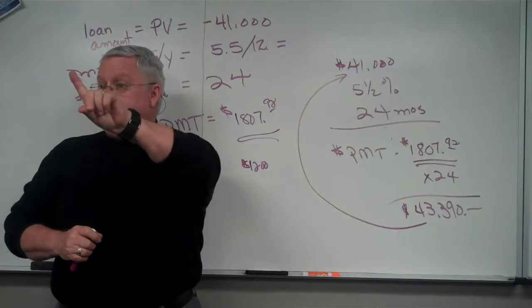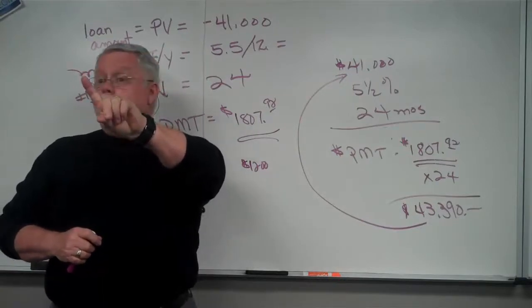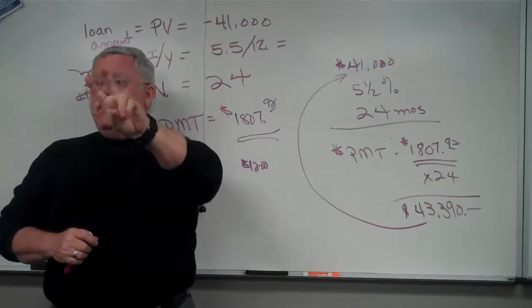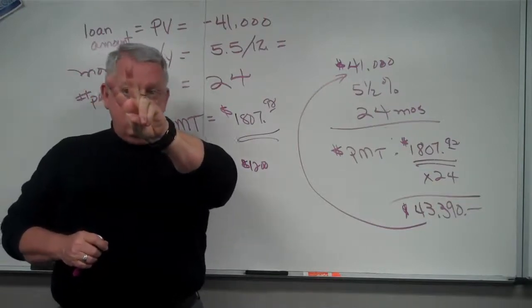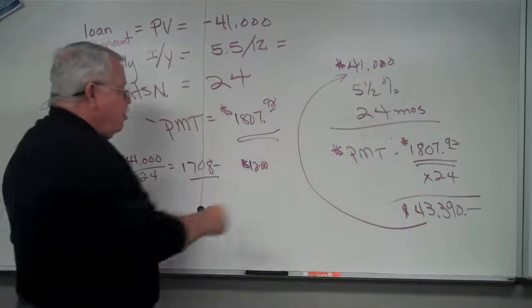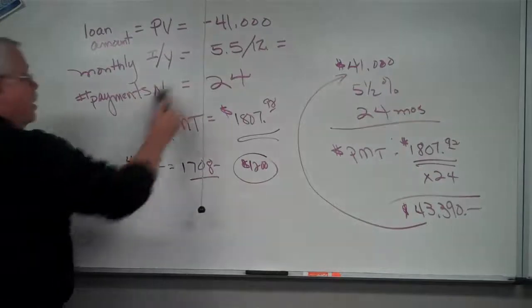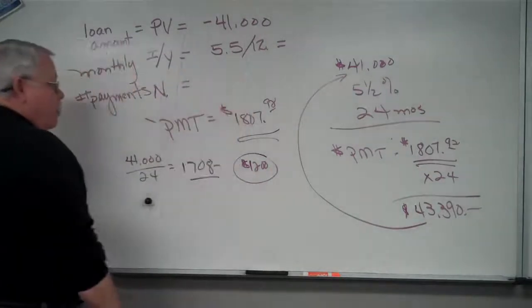Good. Either increase the length of the loan, or, how else can I bring the payment down? Find a better interest rate. Okay? If I was going to increase the length of the loan so I only had to pay $1,200, how long would I have to have the loan for?